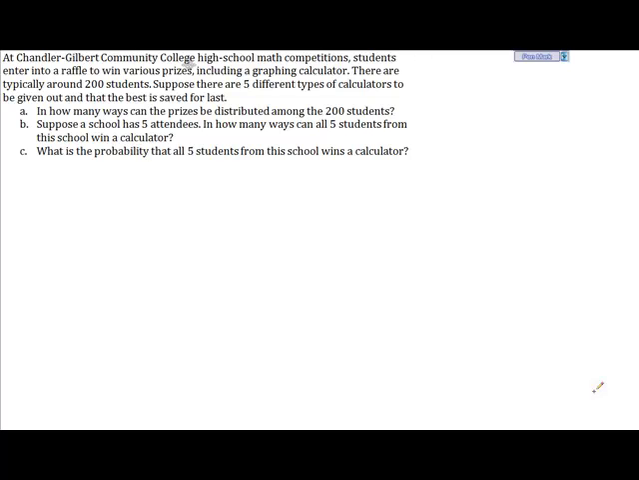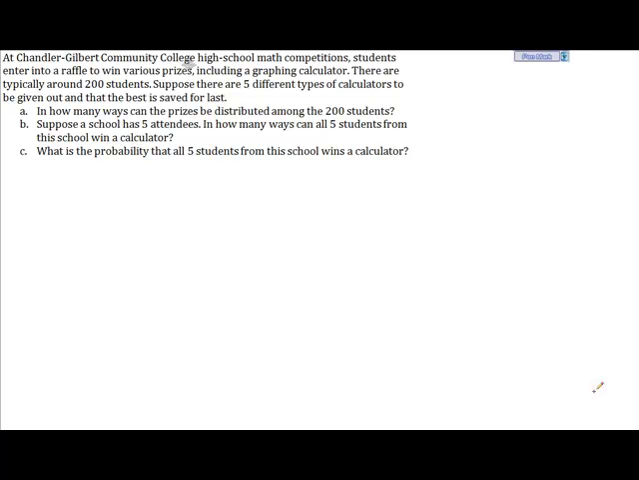Every January, typically, Chandler Gilbert Community College hosts its high school math competition where students from many high schools around the Chandler Gilbert regions come in to compete. And every year there's a raffle. There are typically about 200 students that attend, and let's just suppose that there are 5 different types of calculators to be given out, and that the last one is considered the best one.